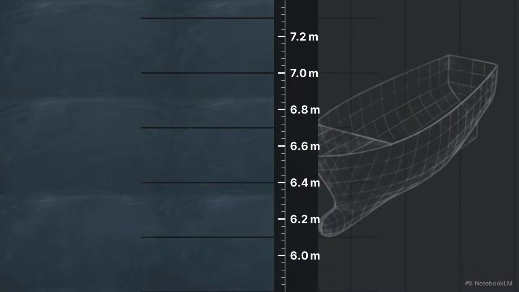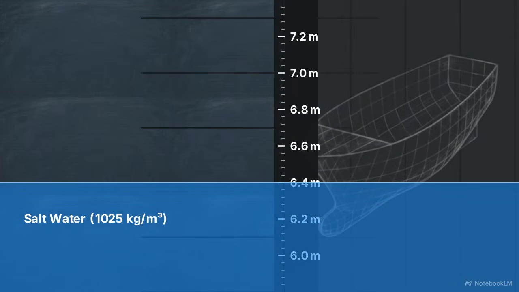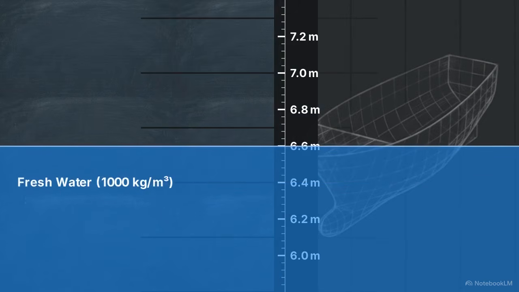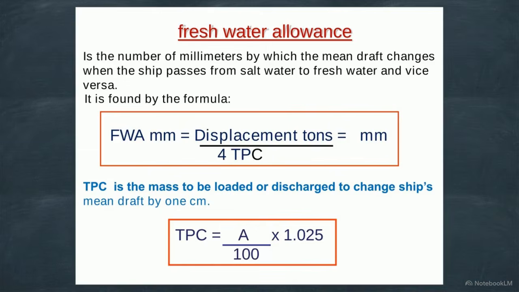Freshwater allowance, or FWA, is the exact number of millimeters the mean draft changes when a ship passes between pure saltwater and pure freshwater. To find a specific ship's FWA, you divide the total displacement in tons by 4 times the TPC. TPC stands for tons per centimeter. It is the exact mass required to sink the vessel by 1 centimeter at its current draft.